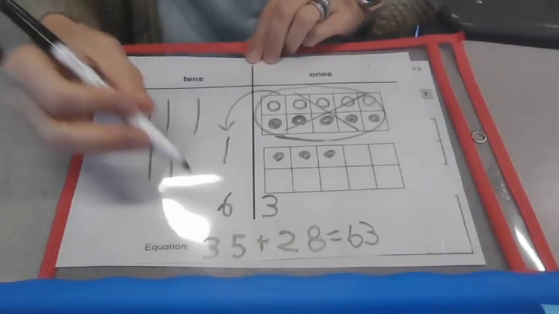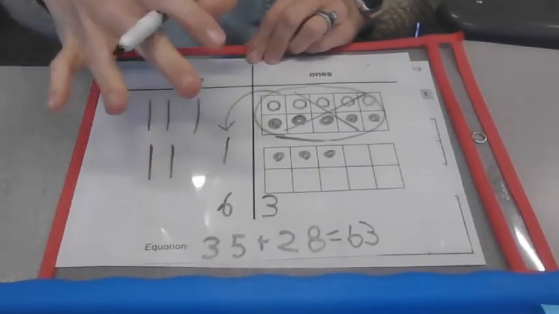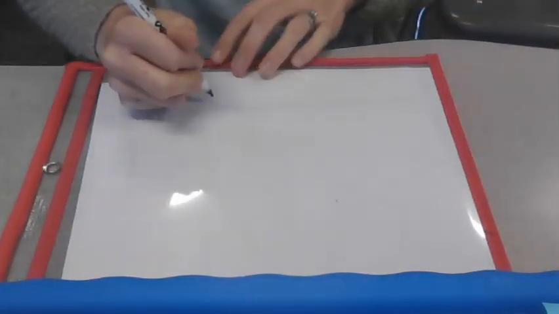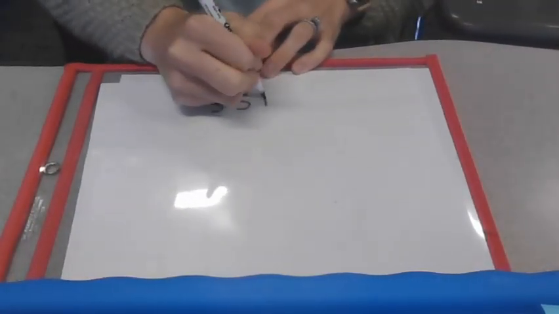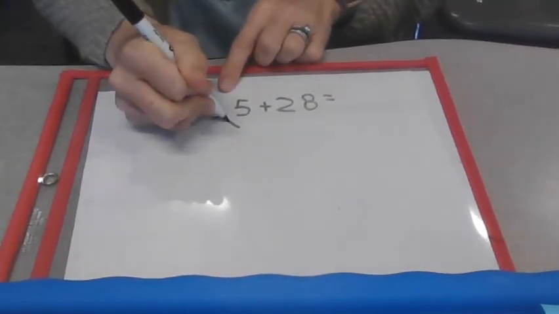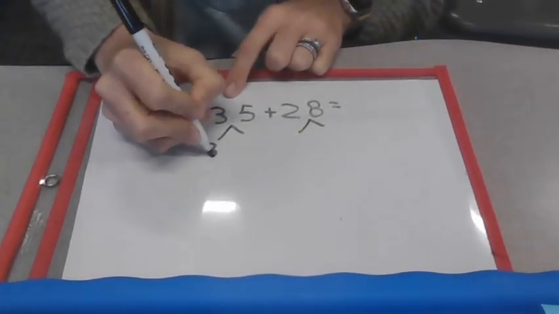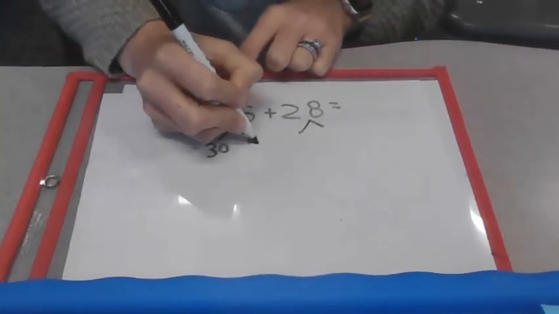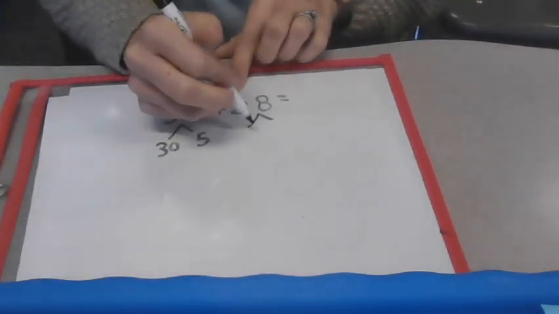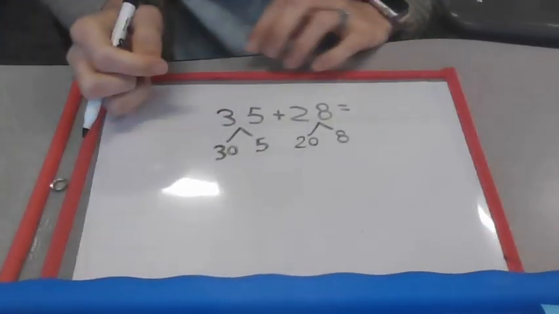I'm going to solve that same problem on the back using a different strategy, which is called decomposing. So we like to move them from place value blocks to decomposing. 35 plus 28. So I'm going to decompose both numbers, just like I did with the place value blocks, into 30 and 5, and then 20 and 8.